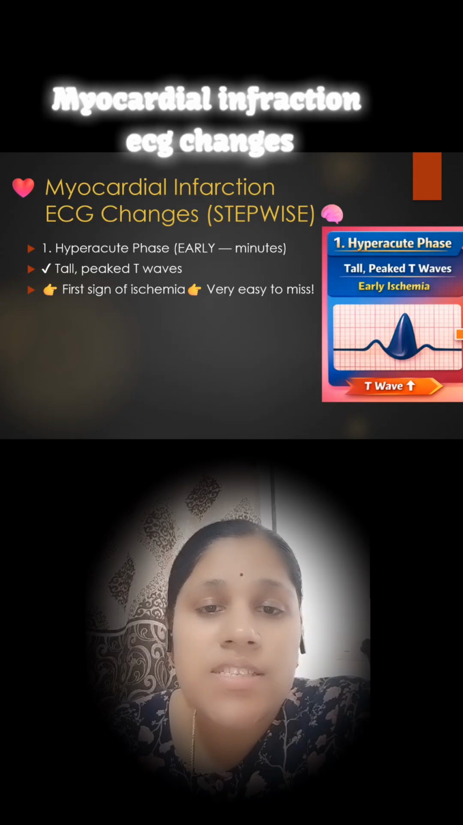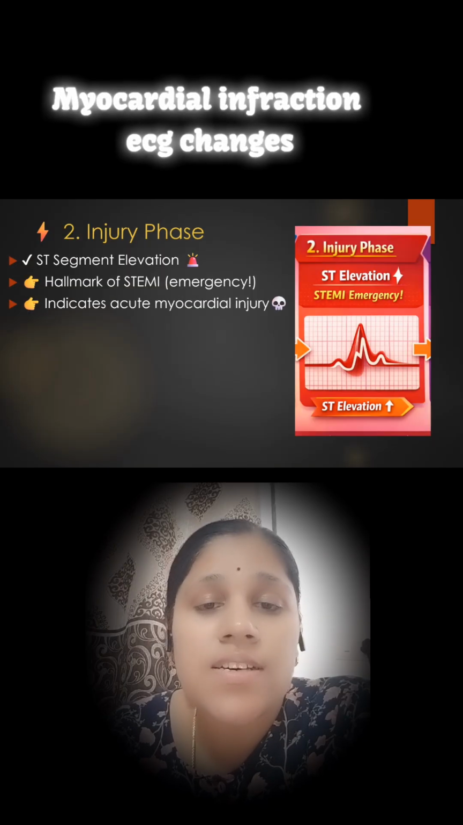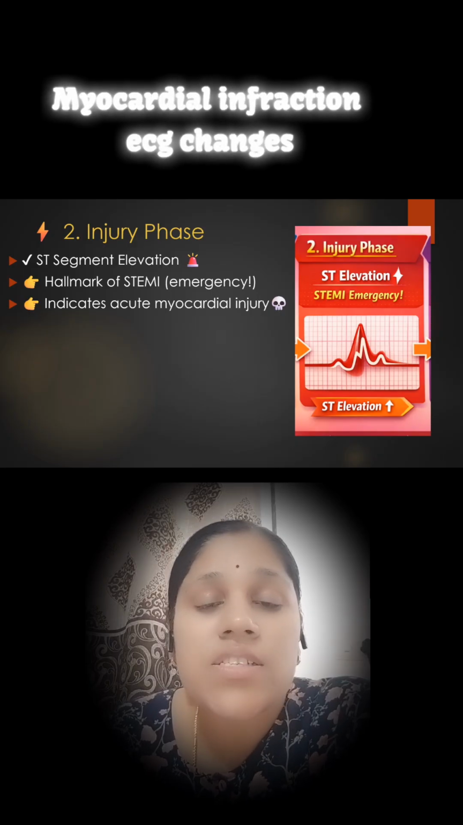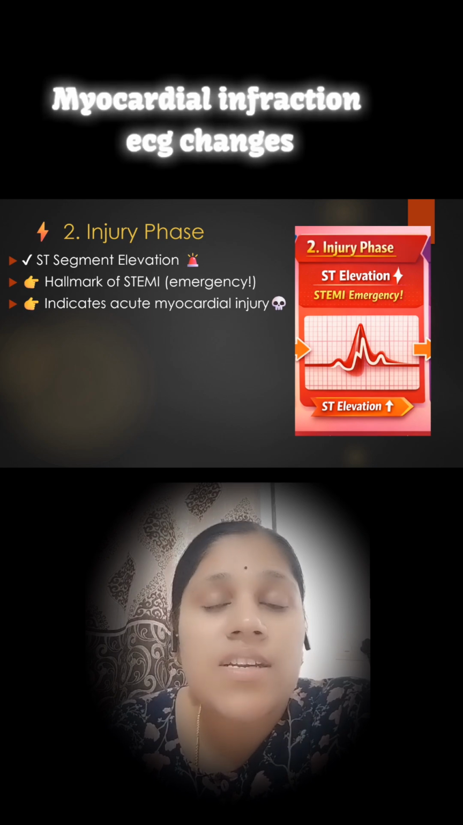And the next phase is the injury phase, where we are going to see the ST segment elevation. It is the hallmark of myocardial infarction. It is the significance of the ST segment elevation MI, and it is the top priority and an emergency condition. An acute myocardial infarction can cause an acute injury of the myocardial muscles. It has to be taken on priority and treated as early as possible.